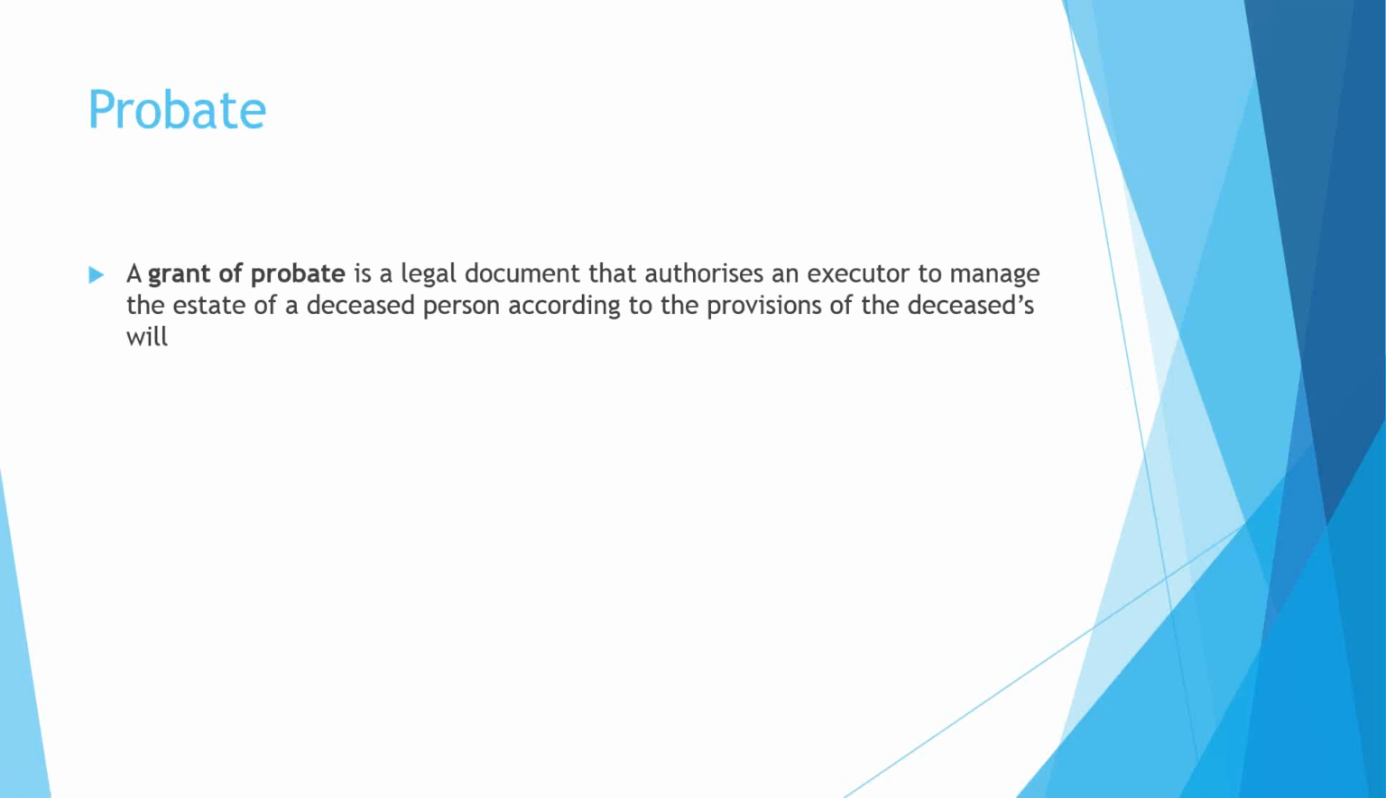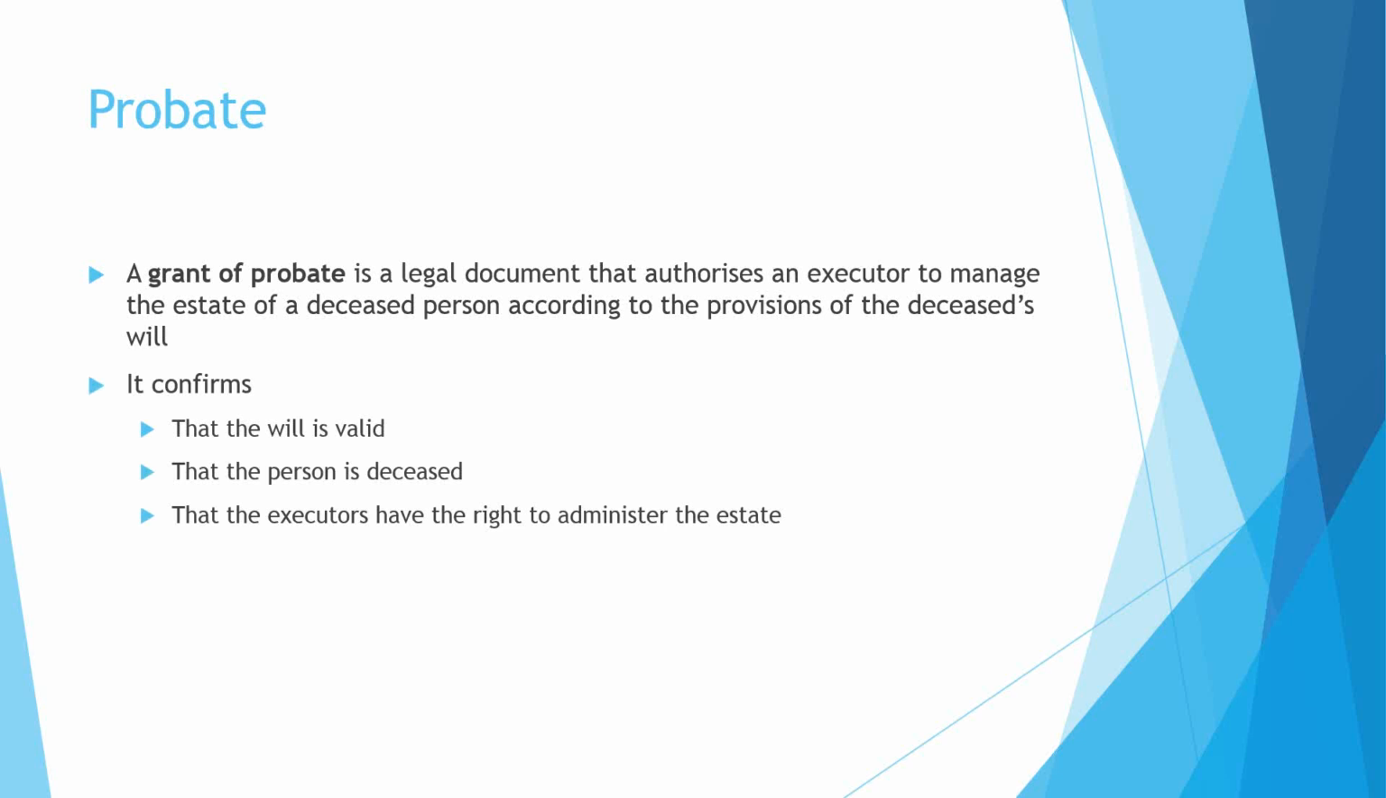Okay, so a grant of probate is a good place to start. This is the legal document that authorises an executor to manage the estate of a deceased person according to what they wanted in their will. The grant of probate confirms that the will is valid, that the person has actually passed away, and that the executors named in the will have the right to administer that estate.